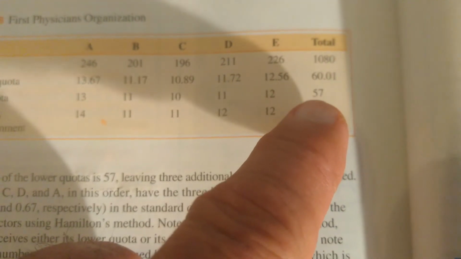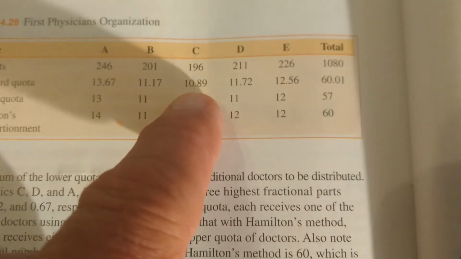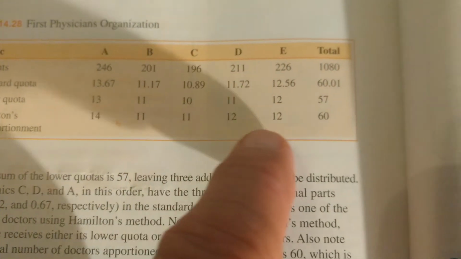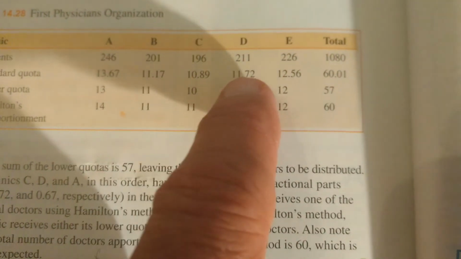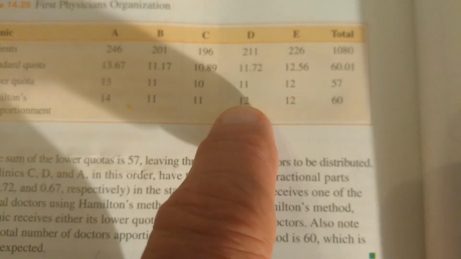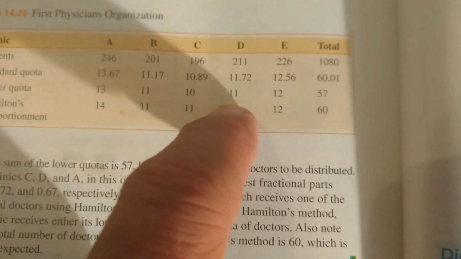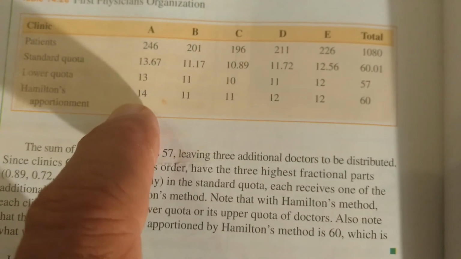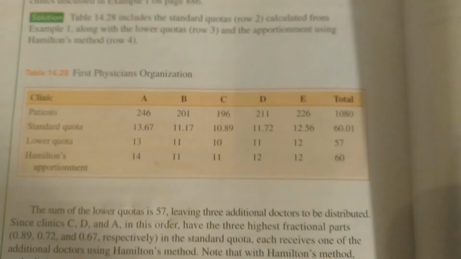So what we'd have to do is we'd take the first leftover doctor and we'd look at our decimals here and we'd see that we got 0.89. So this one would get another doctor. We'd take our second leftover doctor, excluding this one. We come in and look at our decimal places. This is the next highest decimal place, so this would get another doctor. Now we're at 59. We take our third leftover doctor. We can't use this, can't use this. We go to here, which is the next highest decimal place. They get another doctor. We add all this together. This is 60. This is Hamilton's method.